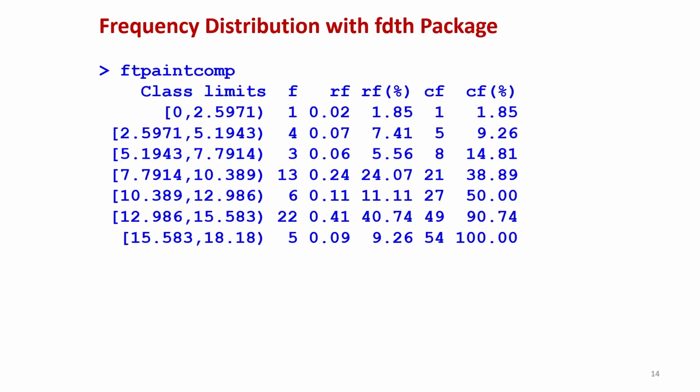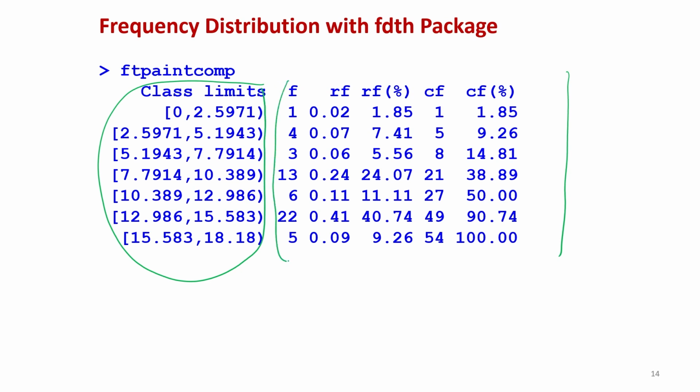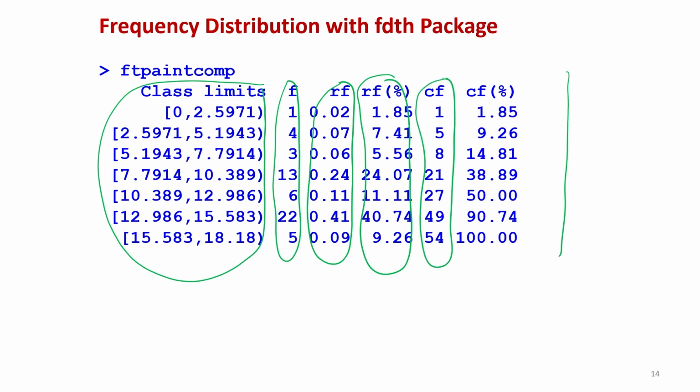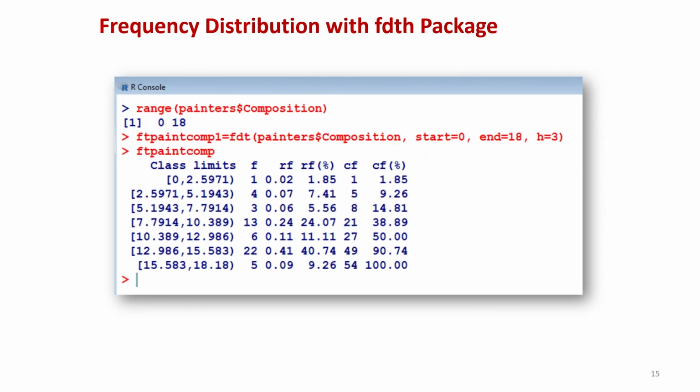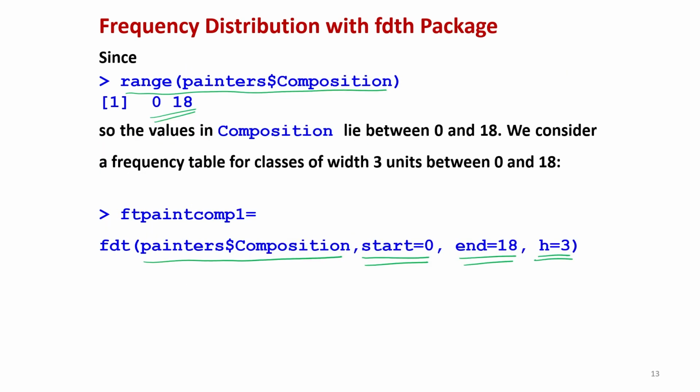So you can see now this data is coming out like this. That is the same interpretation. These are the class intervals, then frequency, then relative frequency in percentages, then cumulative frequency, and then cumulative frequency in percentage. Same interpretation, and this is the screenshot, right? So you can see it's not a very difficult thing actually.